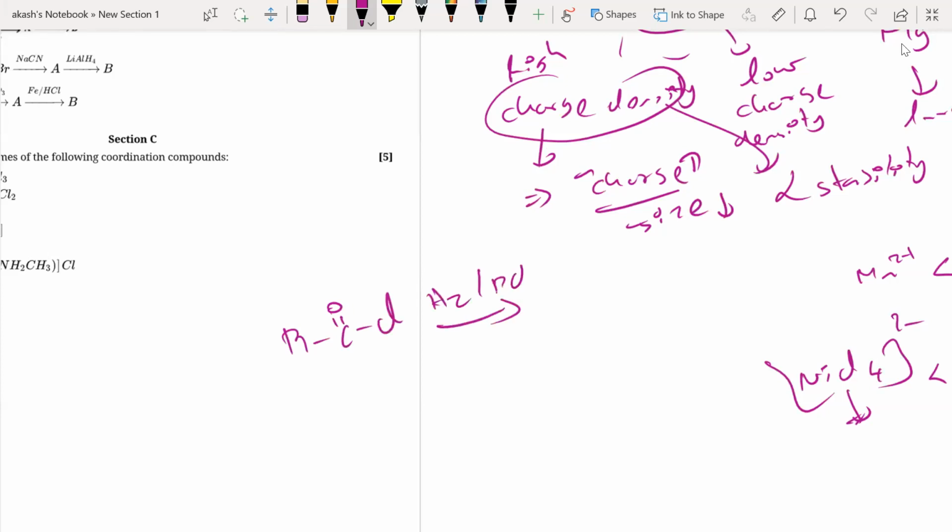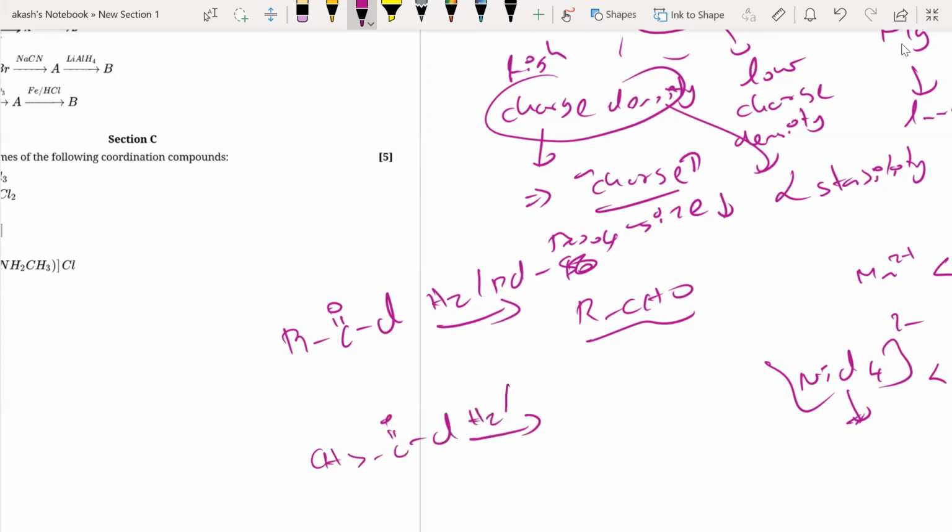RCOCl reacts with hydrogen in the presence of palladium poisoned with BaSO4 to form RCHO. That is the Rosenmund reduction. You can just tell it in the form of words. Just write the reaction, give it in the form of words, and always give one example also. CH3COCl in the presence of H2, palladium poisoned with BaSO4 forms CH3CHO. That is a Rosenmund reduction.